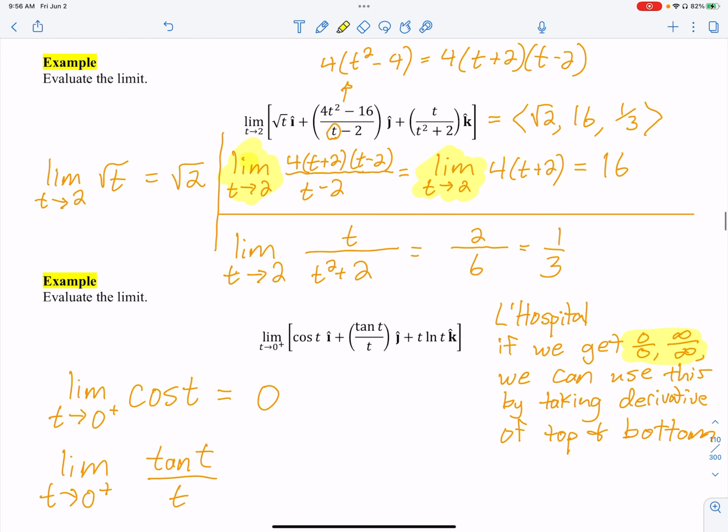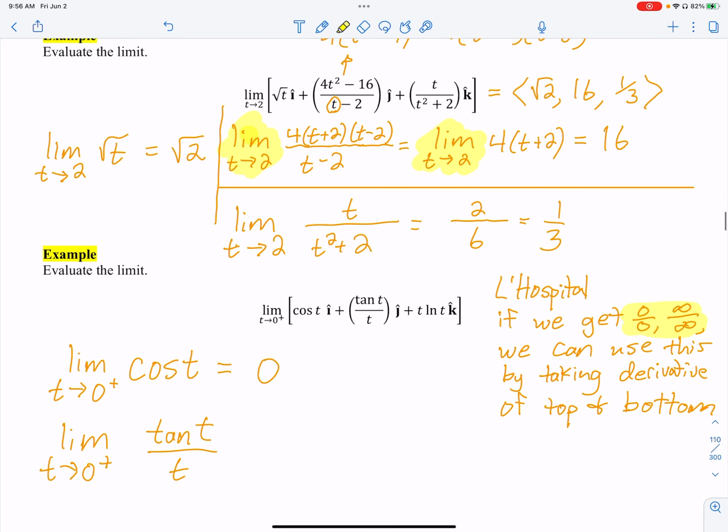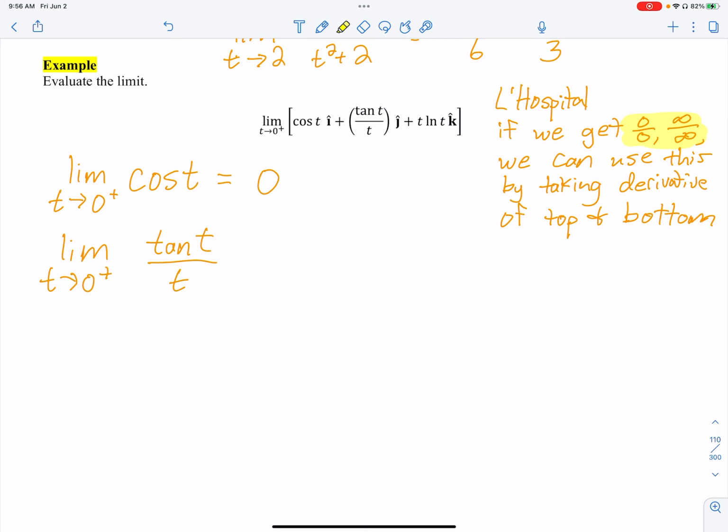Does it? Yeah, it does. 0. We could use L'Hôpital's rule right here, right? And not done any factoring. So you just have to be very careful. We do get 0 over 0.